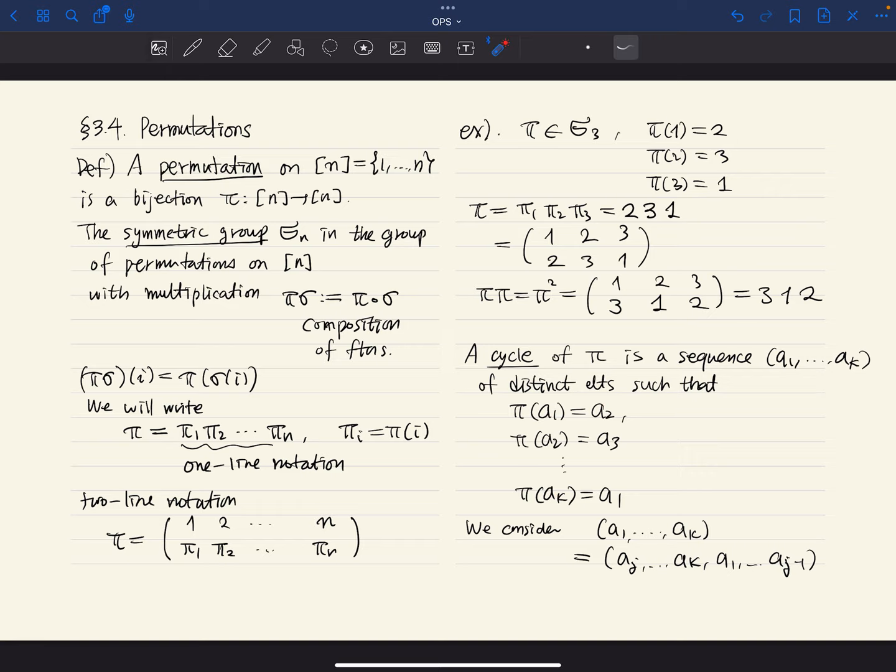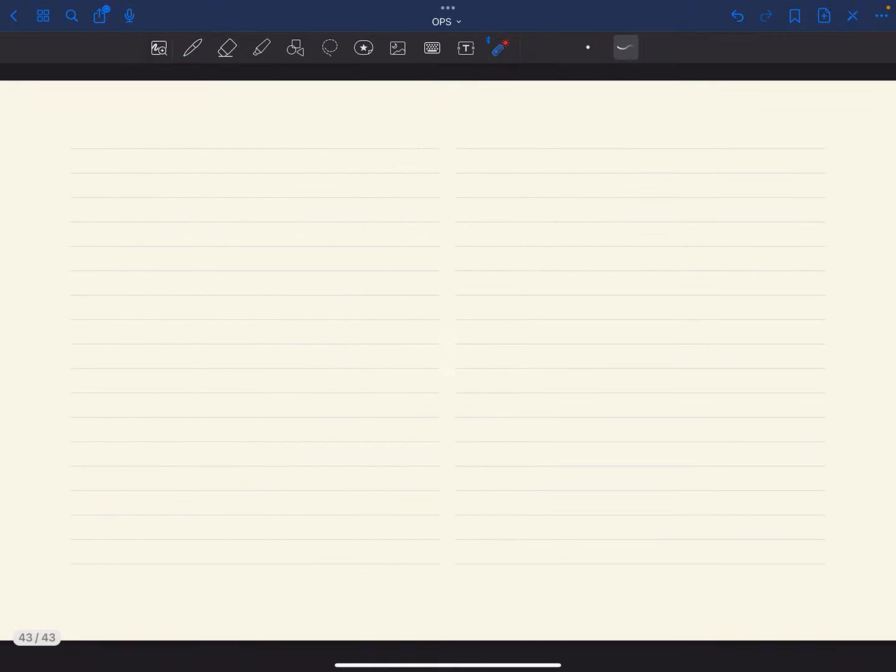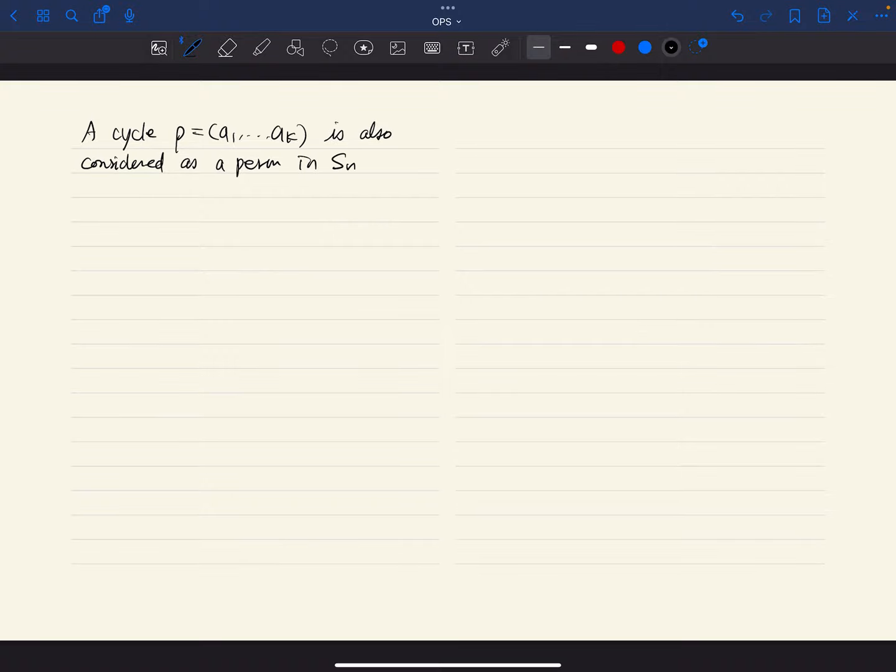Now let me write this in more detail. So a cycle, say a row like a1 ... ak, is also considered as an element, or as a permutation, in Sn. Of course, if all the entries are less than or equal to n, in this way, such that we have to define what rho of i is, and this will be, say, j plus 1.